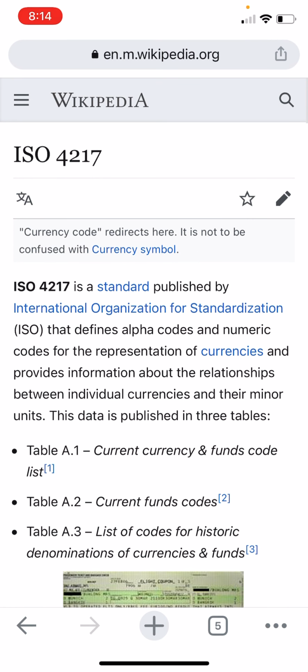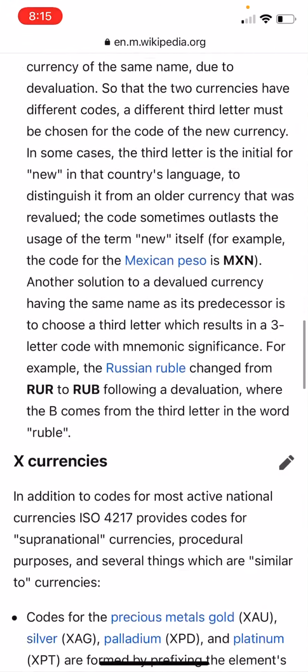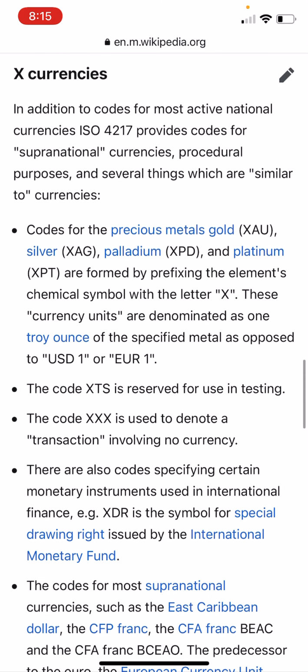The ISO 4217 is a standard published by the International Organization for Standardization, the ISO, that defines alpha codes and numeric codes for the representation of currencies and provides information about the relationships between individual currencies and their minor units. This data is published in 3 tables. Regardless of these tables, if I move down here to X currencies, in addition to codes for most active national currencies, ISO 4217 provides codes for supranational currencies, procedural purposes, and several things which are similar to currencies.